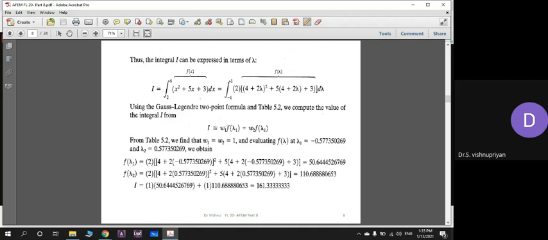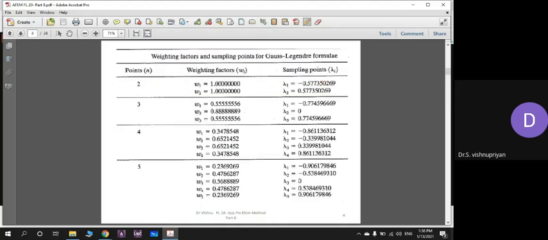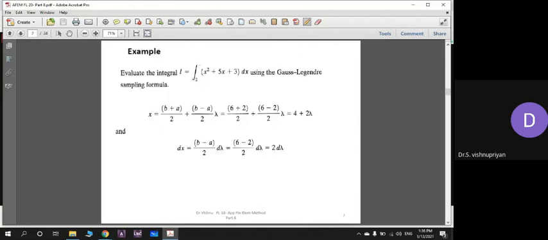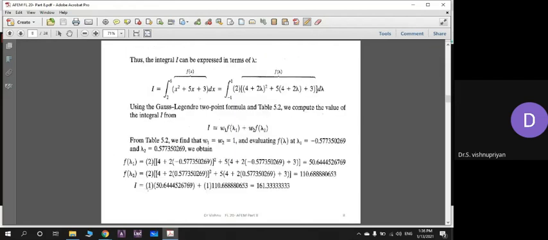But as per the procedure, we have to multiply this f of lambda 1 with a weighting function and f of lambda 2 with another weighting function. So in this case, it has happened so that both weighting functions are 1 from the table I showed you before. It is like saying 1 times f of lambda 1 plus 1 times f of lambda 2. So that is done here. You sum that, you get 161.33. So this is the value of integral we want.